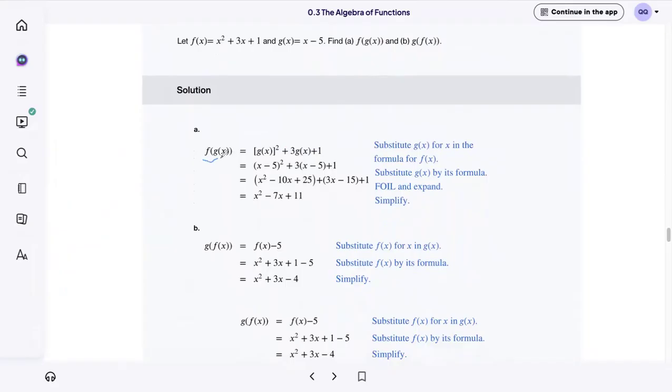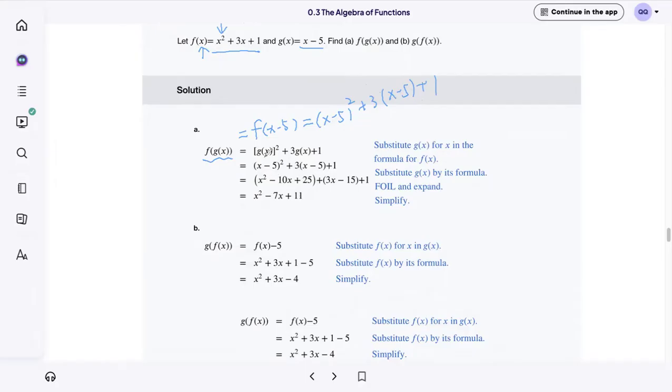So f takes g as input. Let's write one more step. G is x minus 5, so let's write down x minus 5. So now the x minus 5 is my input. Now I look at this function. What does function f do? Function f says square the input, the first one. So what is my input? My input is x minus 5. Square it. Then plus 3 multiplied by the input. Then plus 1.